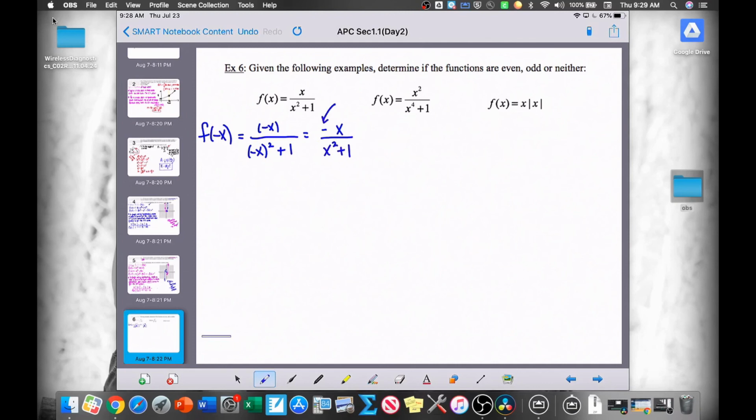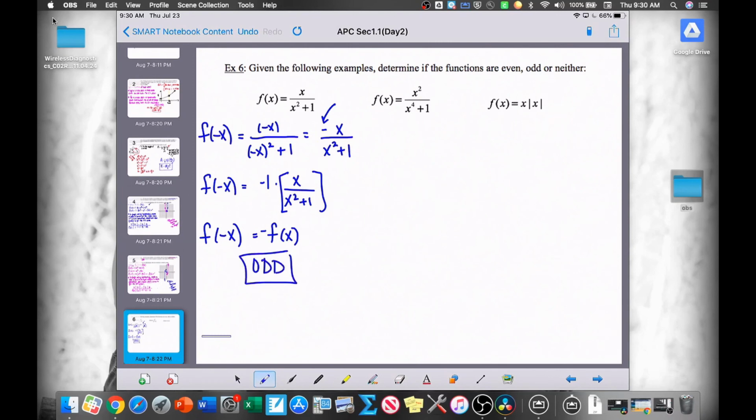Okay, so I want you to take note that there's just this one new negative sign. But this is a fraction. And remember, when we think about fractions, a negative sign anywhere makes the fraction negative, right? So we could actually write this as f of negative x is equal to negative 1 times x over x squared plus 1, right? That whole thing. That would be the same as putting the negative sign in the numerator. And so what we just discovered is that f of negative x is equal to negative f of x, which makes our first function odd.